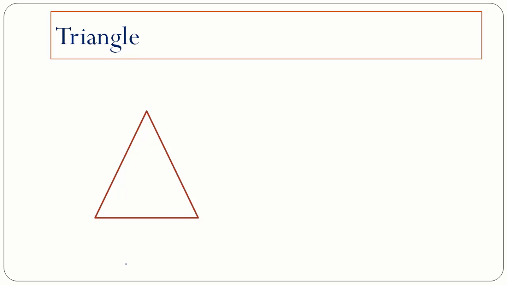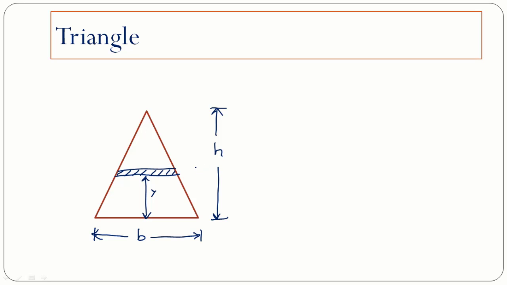So in this session, we are going to learn about the centroid of a triangular section. Now let us consider this is the triangle with base B and height h. Now at a distance of some y from the base, let us consider a small elemental area like this, whose thickness is dy.